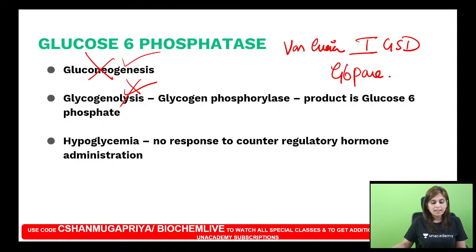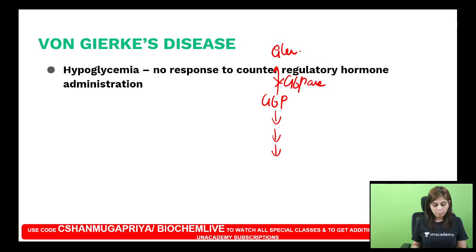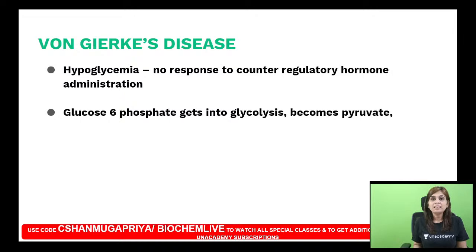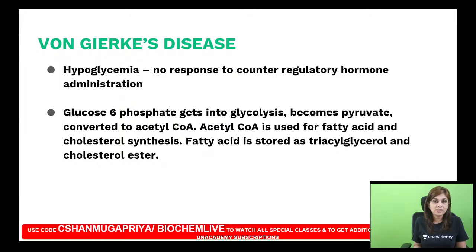And along with this, I want you to know a few other features of von Gierke's also. Tell me, if glucose 6-phosphatase is defective, what will happen to glucose 6-phosphate? It cannot be converted to glucose, so the excess glucose 6-phosphate gets into glycolysis. What will happen when glucose 6-phosphate gets into glycolysis? It gets converted to pyruvate, and this pyruvate gets converted to acetyl-CoA. And this acetyl-CoA will be used for fatty acid synthesis and cholesterol synthesis. Both fatty acid and cholesterol will be stored as triacylglycerol and cholesterol ester. And that is why von Gierke's disease patients present with hypertriglyceridemia and hypercholesterolemia. Do you all understand this?